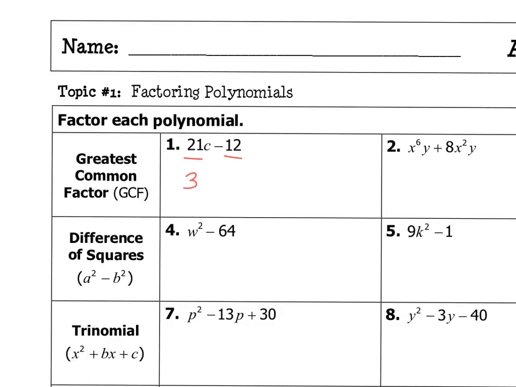And if you take out a 3 of 21, you're left with 7. You didn't do anything with the c, so the c would still be there. And then if you take out a 3 from 12, you'd be left with 4, okay? And as always, especially on your test tomorrow, check your answer and check your work by distributing back. Multiply the 3 times the 7c and 3 times the negative 4. Make sure you get 21c minus 12.